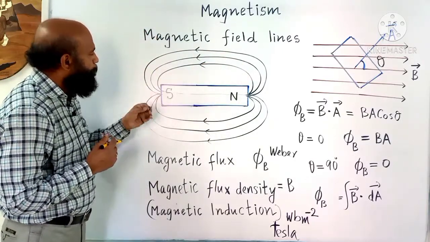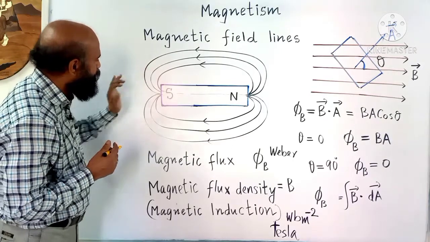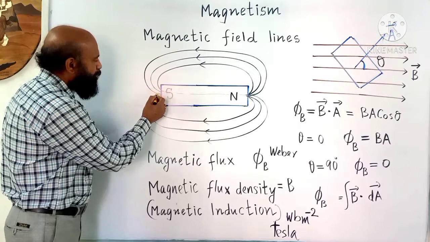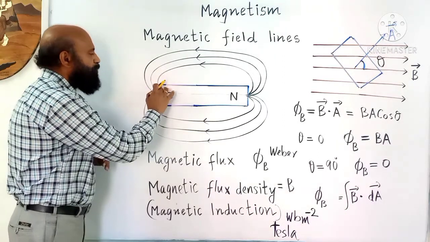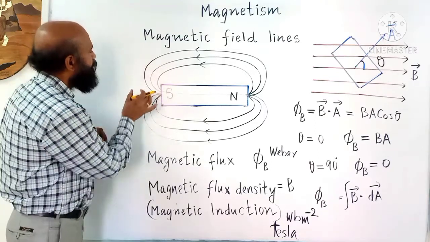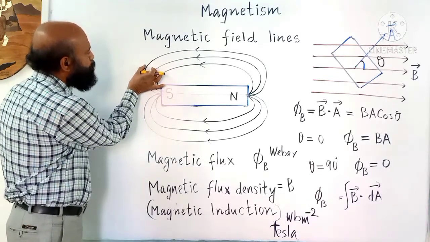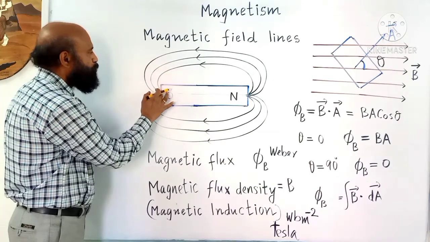Where lines are crowded, the strength of the field is more. Here you can see lines are crowded, so the strength of the field is more here. Here lines are not crowded, so the gap between the lines is more. So not crowded, and the field here is weak compared to this.